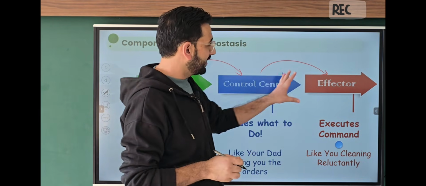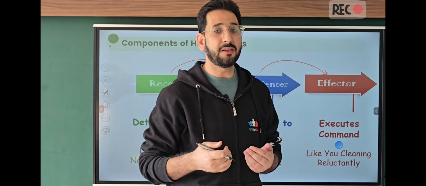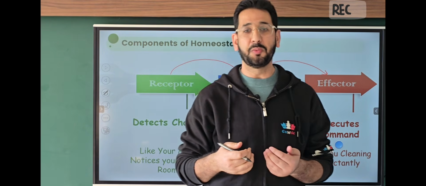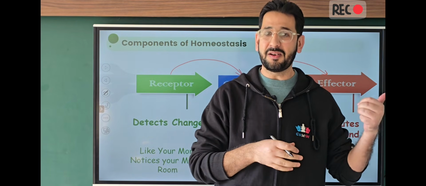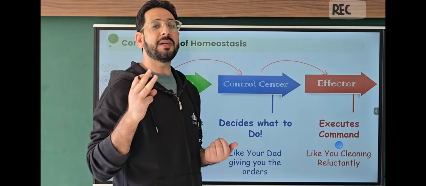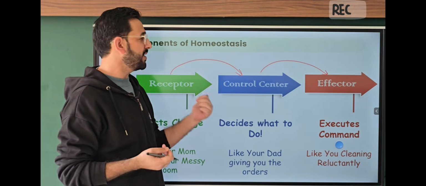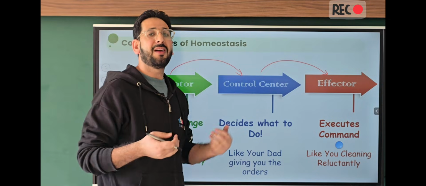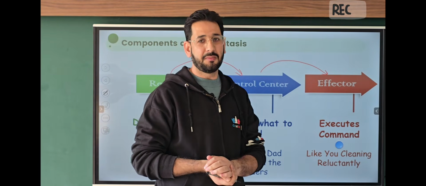Now, the effector, when you receive that command from your father, you are going to clean the room. So the change was the dirty room, and the final result was you have cleaned the room, and it was completed by three components: the receptor, which detects the change, the control center, which makes the decision, and the effector, which executes the command.